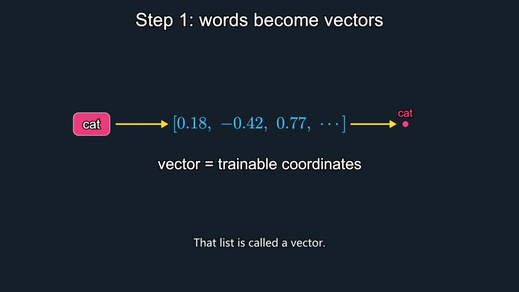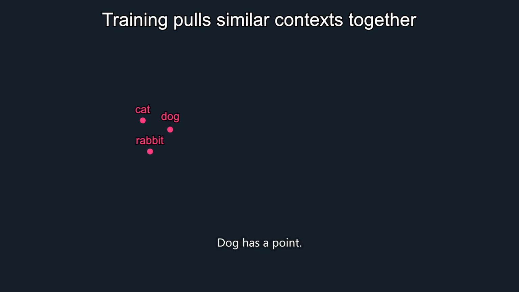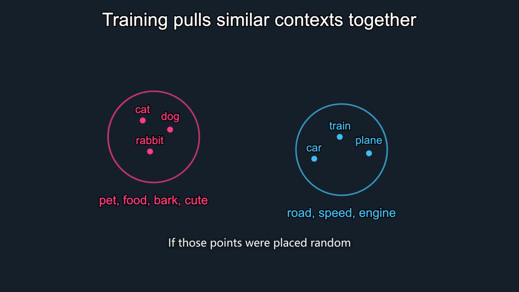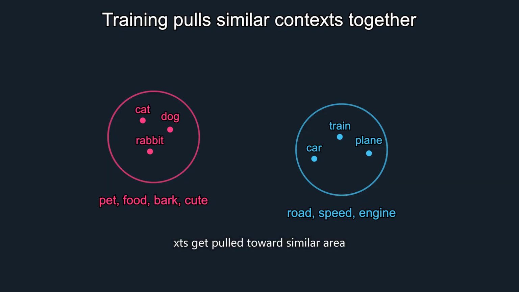That list is called a vector. You can think of the vector as a coordinate for a point. Cat has a point. Dog has a point. Car has a point. If those points were placed randomly, they would not mean anything. The important part is that training slowly moves those points around. Words that appear in similar contexts get pulled towards similar areas.